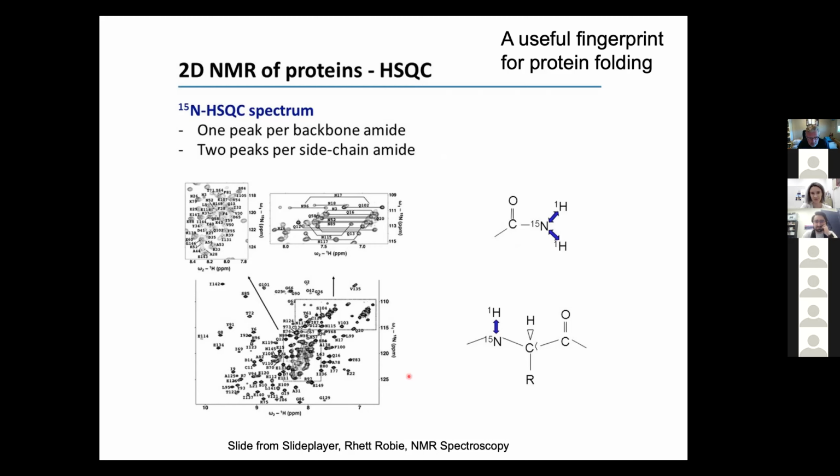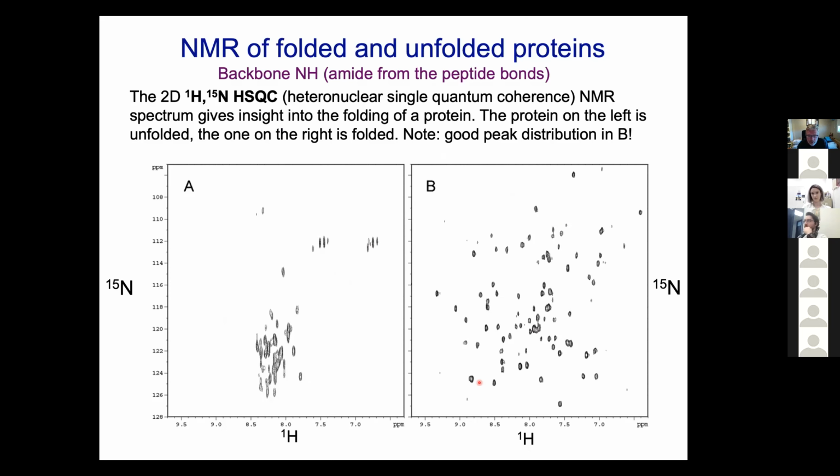Now, the other thing is, if you have lots of NH, so a big protein, you're still going to get overlap in this region. So this 2D strategy works well up to about 200, 300 amino acids. Now, another thing that's very useful about this HSQC spectrum is that it actually tells you whether the protein that you've produced is folded or not. So it gives you a fingerprint of the protein folding. And in that sense, it's a very useful experiment.